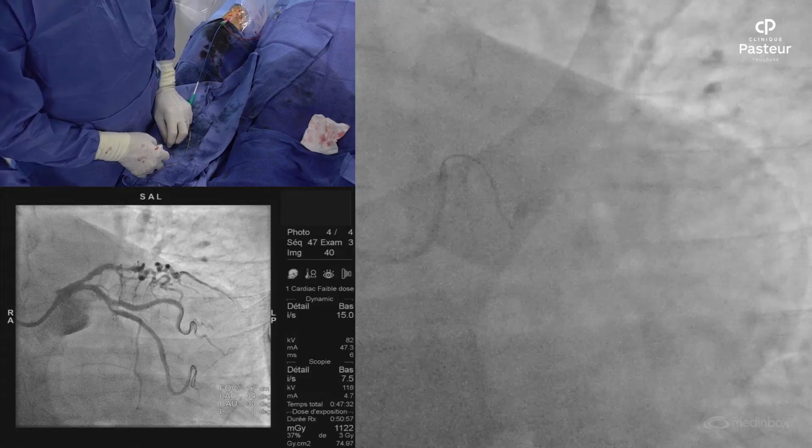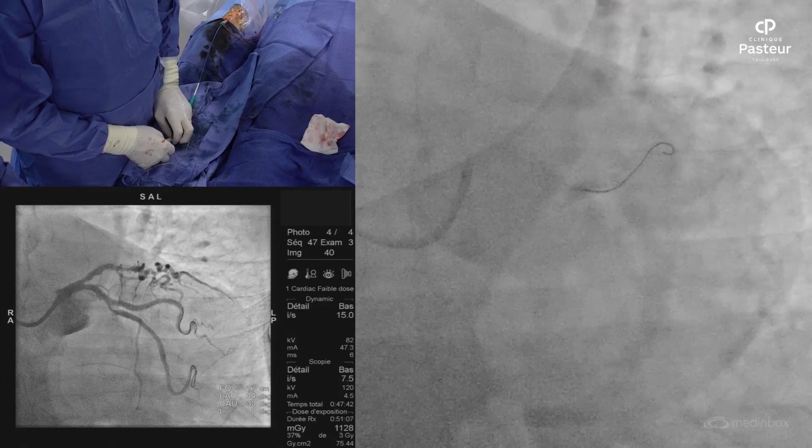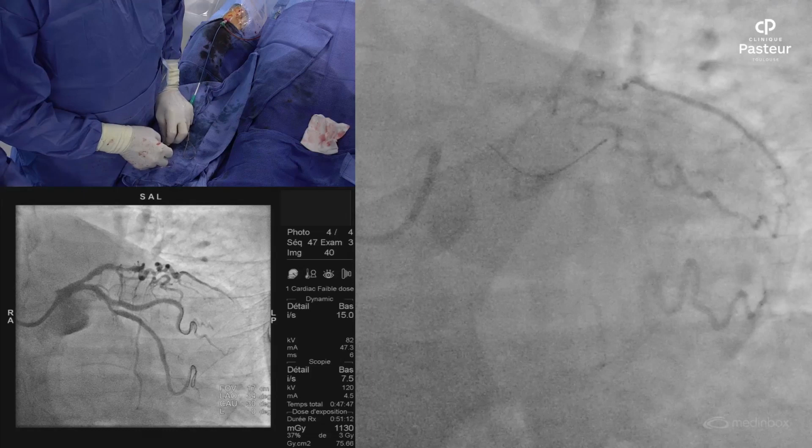You see, I think it's not the right, what do you think? This is the beginning. This one is the OM1. But maybe we can leave it in the OM1 because we will need to have a wire in the OM1. Yeah, it's okay. We can leave it here.